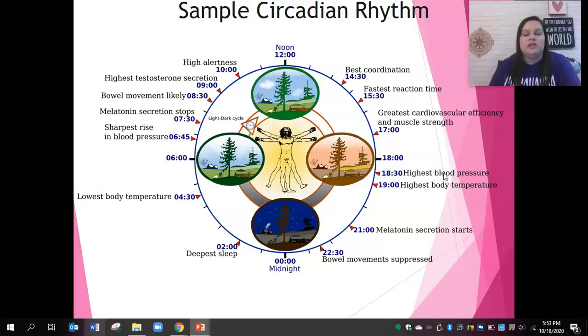Later in the afternoon, early evening, higher blood pressure, higher body temperature. And then as it starts to get dark, melatonin secretion starts again, and we start to get sleepy as it gets dark. Our bowel movements are suppressed, so hopefully you're not having to have a bowel movement in the middle of the night. And then we reach our deepest sleep about 2 a.m.